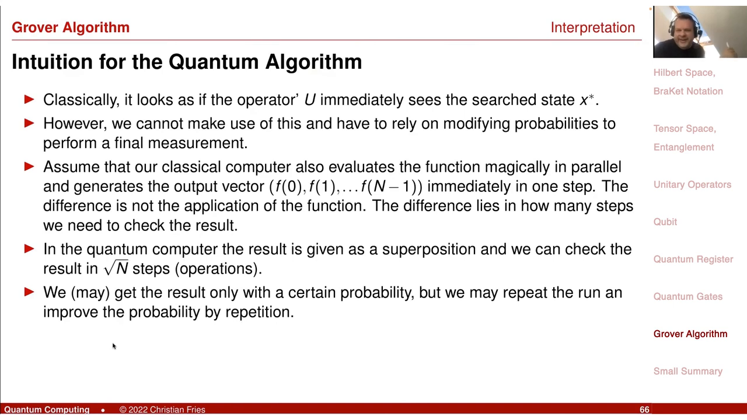A small remark: the algorithm looks a little bit like cheating. Don't you think so? Because we have this operator u. If you have this operator u, you already know the state. However, we do not make use of this. Also in a classical computer program you have this case. Assume that you have a classical program that evaluates your function magically in parallel, and you get the output vector of your function immediately. Then you have not solved the problem, because you have to check all the output values. Where is the one?